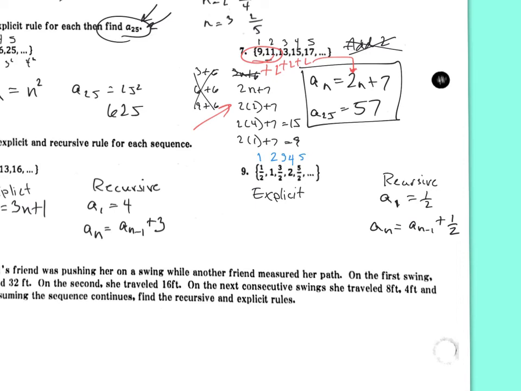So it looks like to me, we just divide by 2, right? You take your term number, divide by 2. Term number is 2, divide by 2, that gives us 1. Term number is 3, divide by 2, you get 3/2. So the explicit is a sub n is equal to the term number divided by 2. Just give yourself a chance to sort of get used to this.